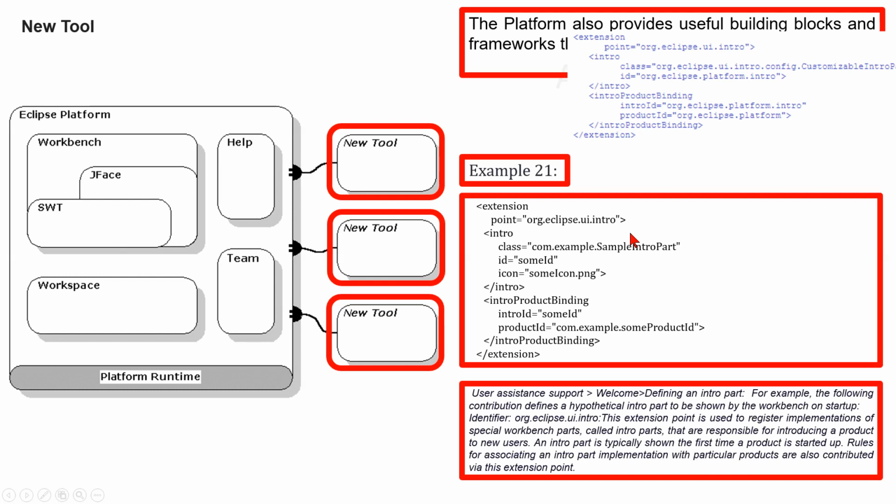For example, the following contribution defines a hypothetical intro part to be shown by the workbench on startup. This contribution first defines the intro part and assigns it the ID some ID. It then binds this intro part to a product whose ID is com.example.some product ID. On platform startup, the class specified in the class attribute will be instantiated by the workbench and presented to the user as the introduction to the product.